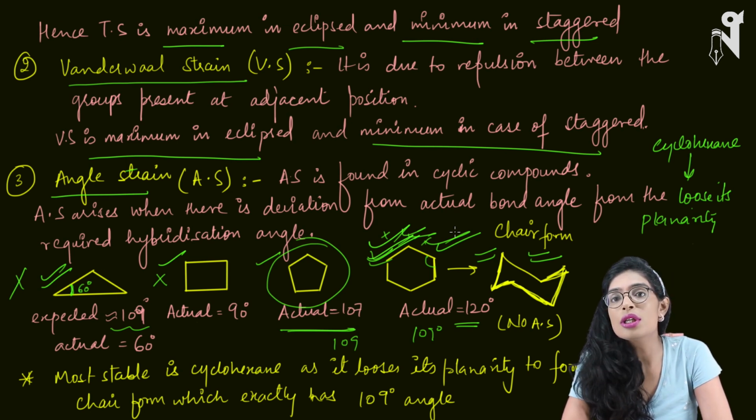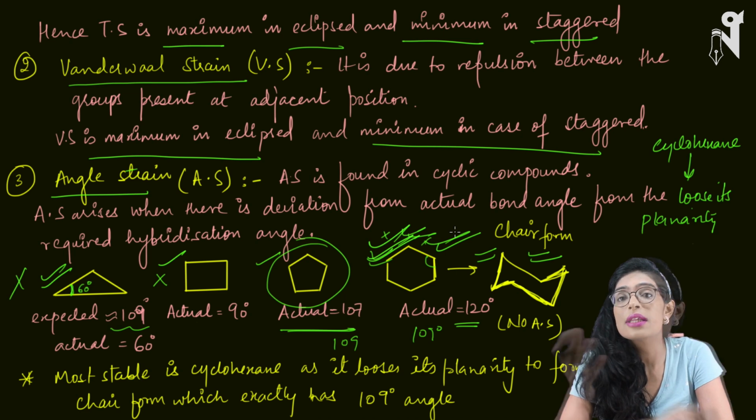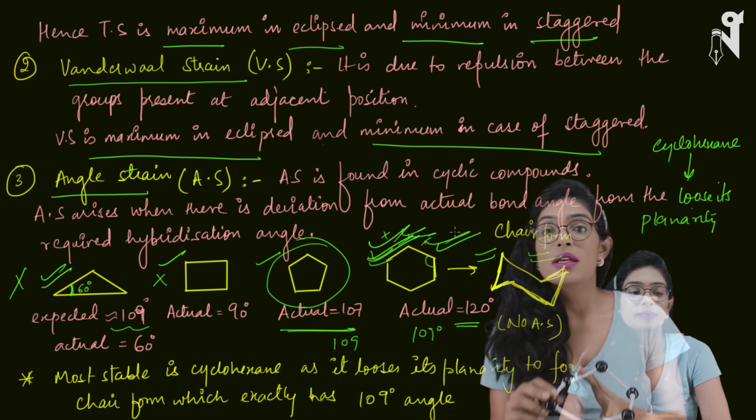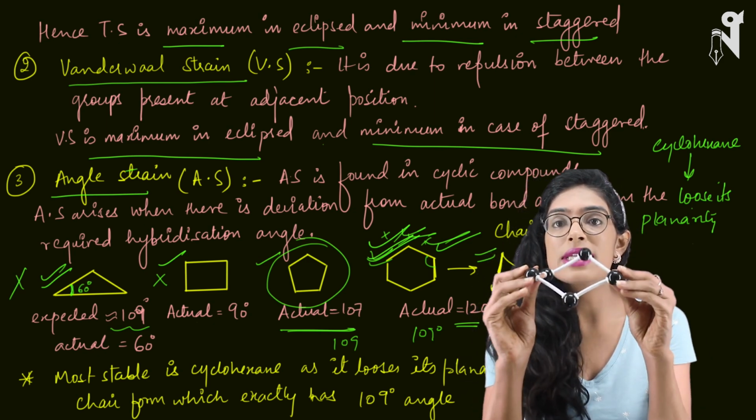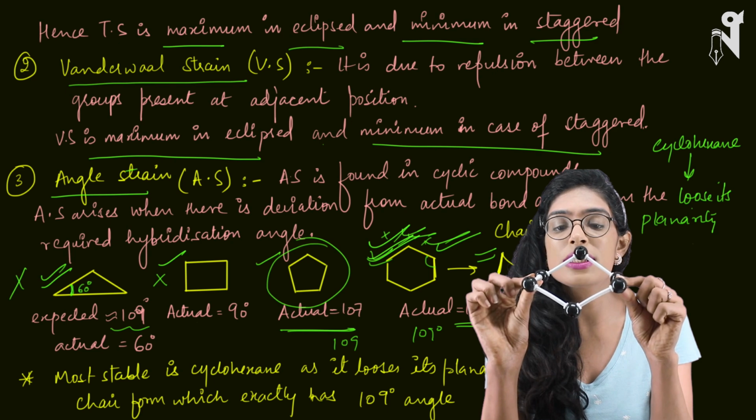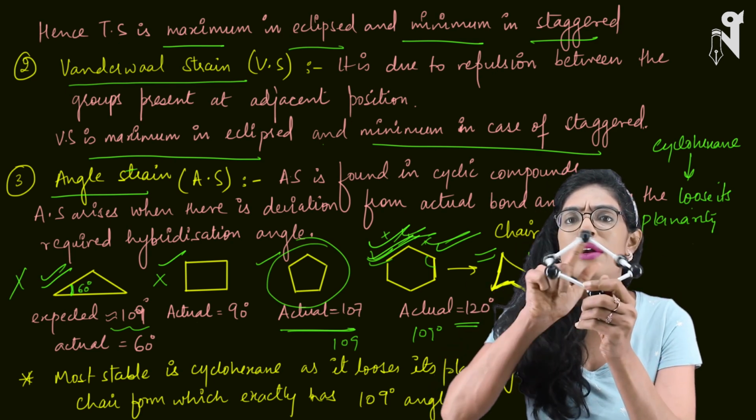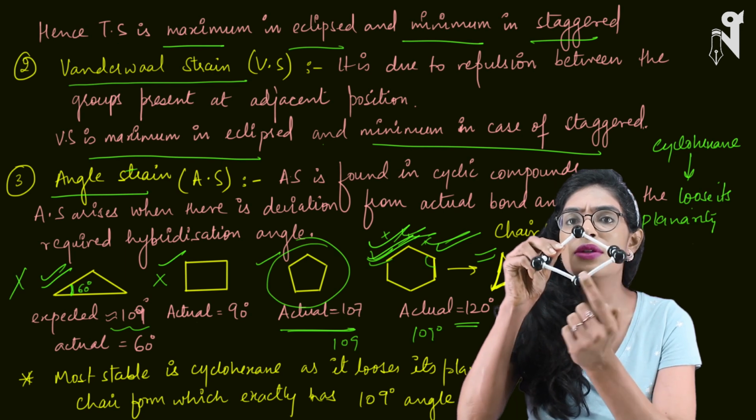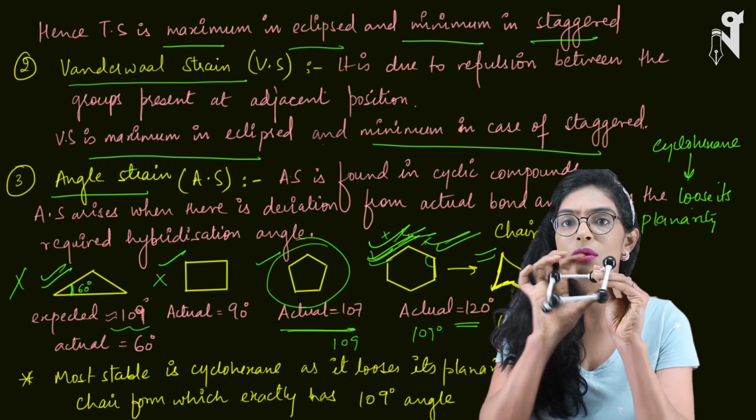Now let me just show you the chair form of cyclohexane so that you can actually visualize it whenever I say that this is a chair form of cyclohexane, which is the most stable one. This is how exactly it will look. I hope you can see that the carbons are not planar. Assume this is the headrest of the chair and this is the footrest of the chair, and these two are the carbons here. So basically it will look like this.